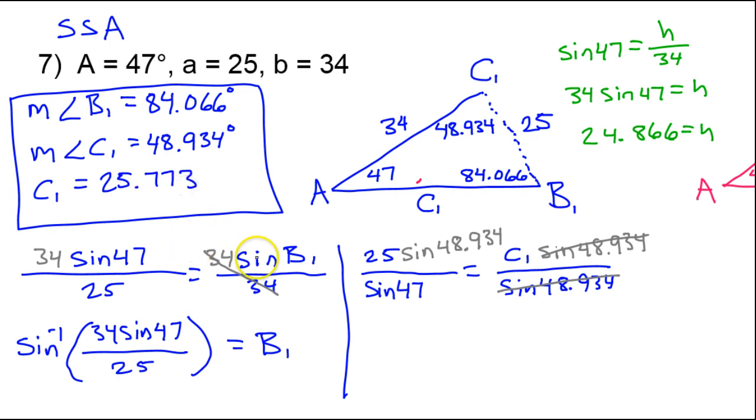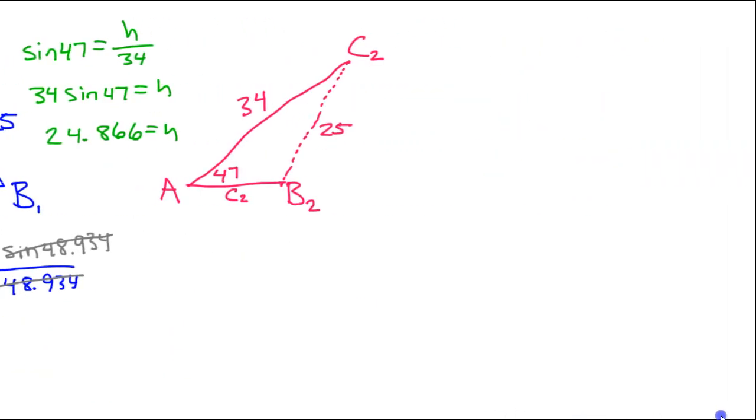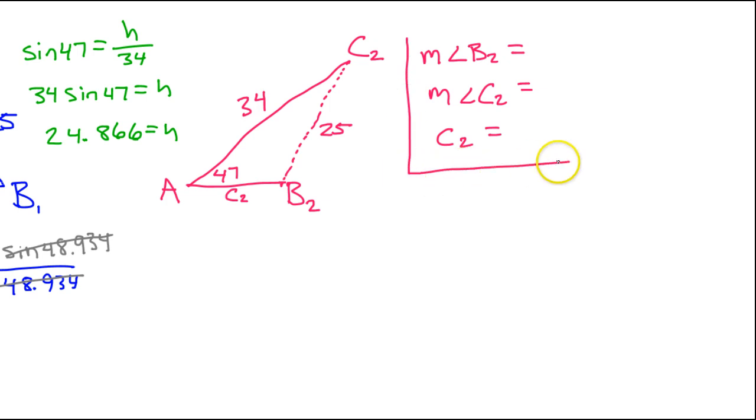So there we have solved the blue triangle. But don't forget, there was another triangle. We had this red triangle that we also have to solve. So let's go ahead and write down our solution box. We're going to need to find the measure of angle B2 and the measure of angle C2 and the length of side C2 in order to solve this triangle.